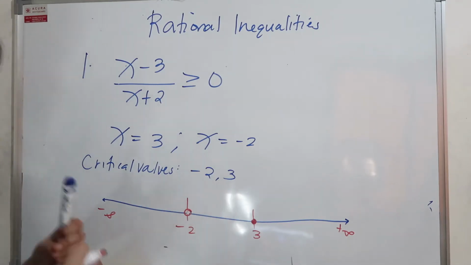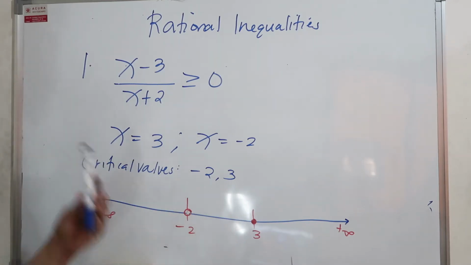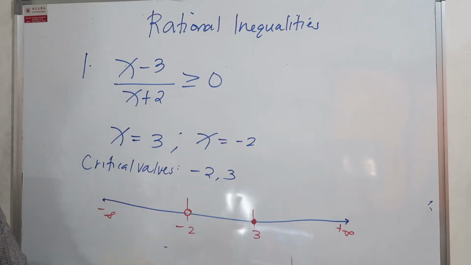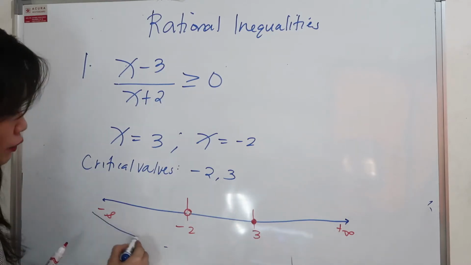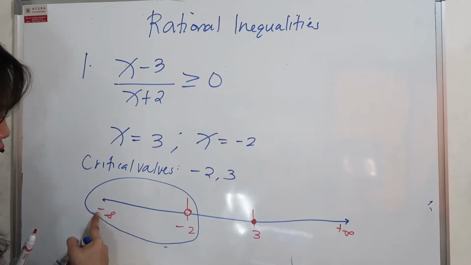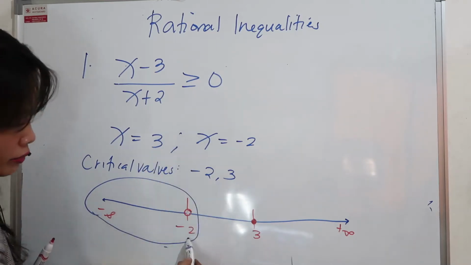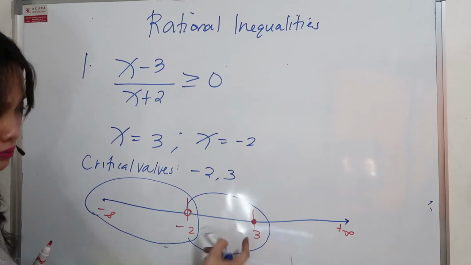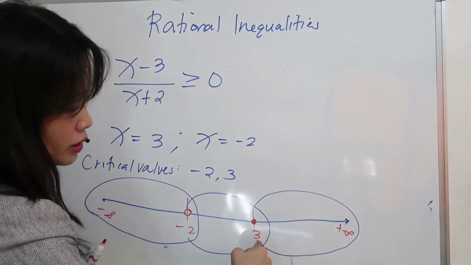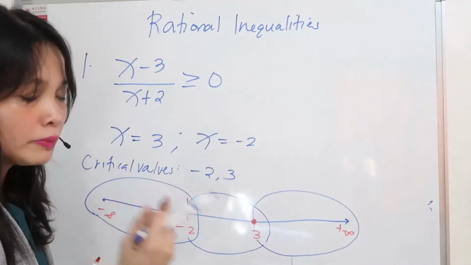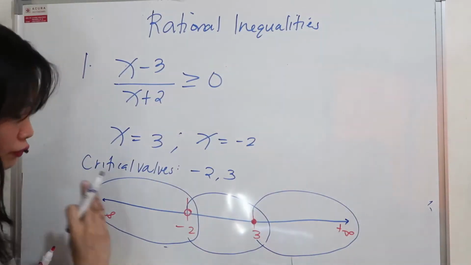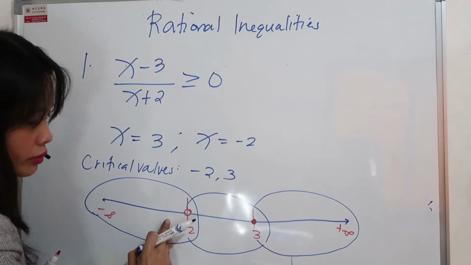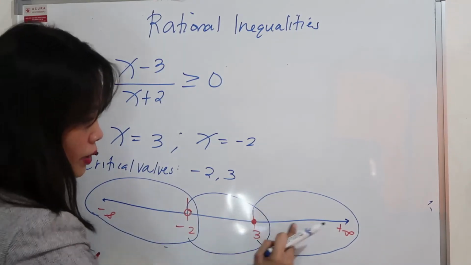So after we find out that negative 2 is not included and 3 is included, we need to determine the intervals or the regions. So how many regions or intervals do we have? We do have 3 intervals. The first interval is from negative infinity to negative 2. The second interval will be negative 2 to positive 3. And then the third interval will be positive 3 to positive infinity. So you do have 3 regions.